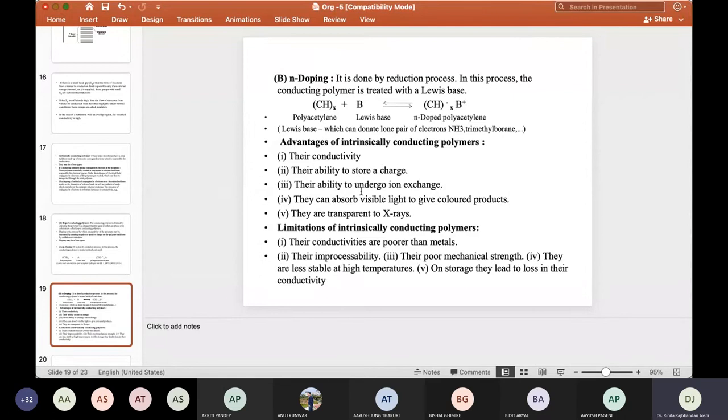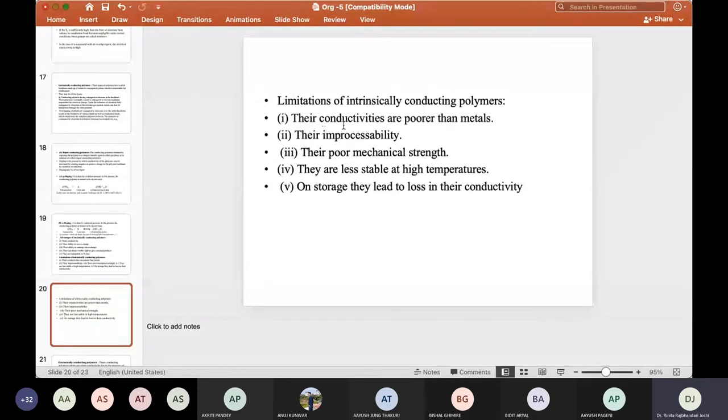Everything has merits and demerits. So depending upon what substance you are going to make and for what purpose, they are formed whether by p-doping, n-doping or by other processes. Okay, so this is your n-doping and p-doping, that is intrinsic conducting polymers, that is the merit and demerit points. And still the limitation of intrinsic conducting polymers is that their conductivity is poorer than metal.